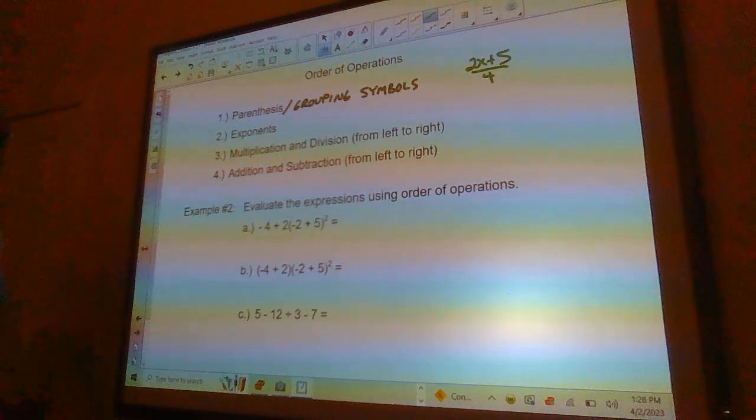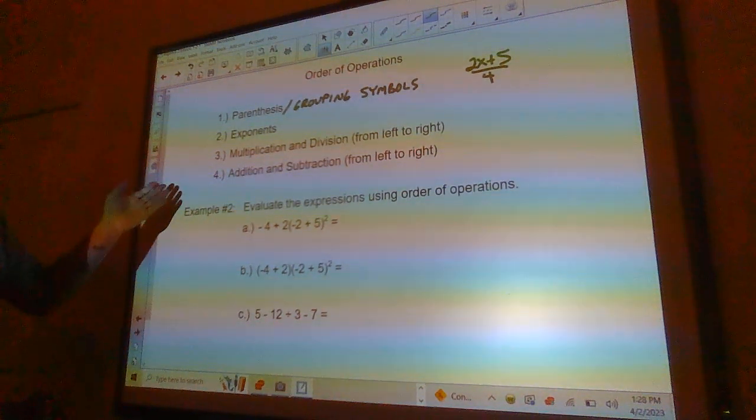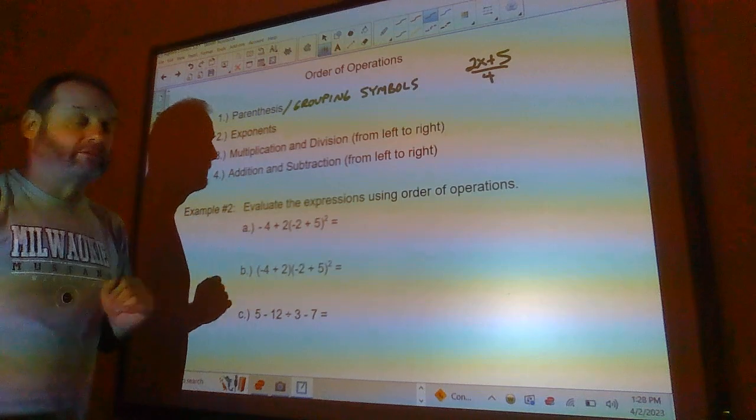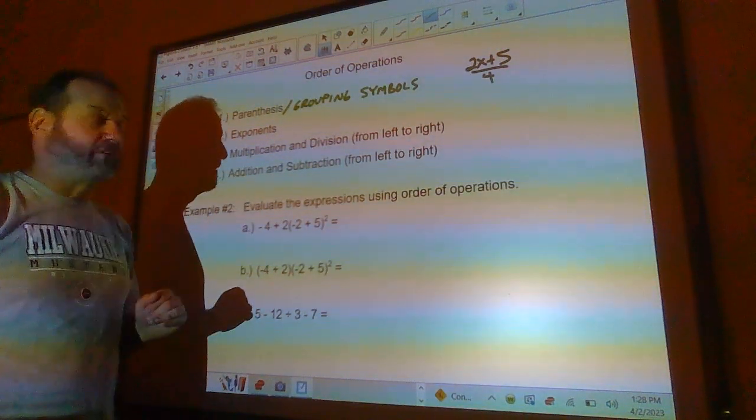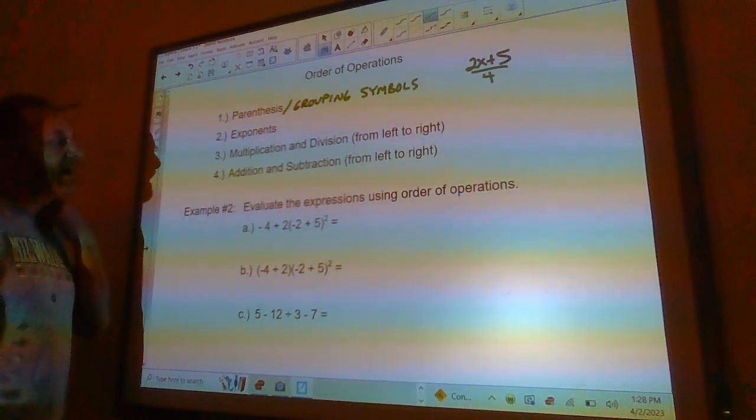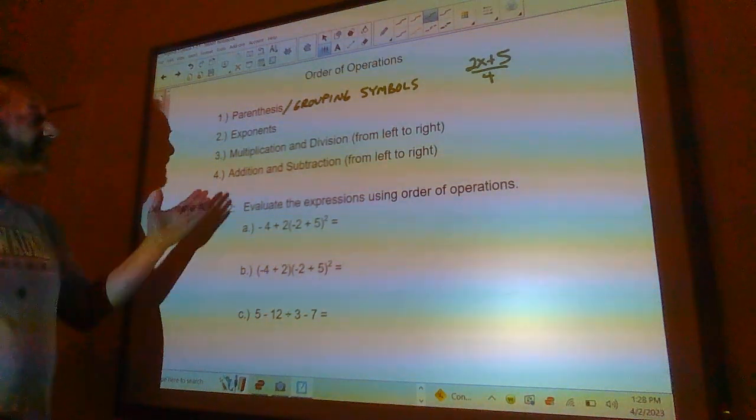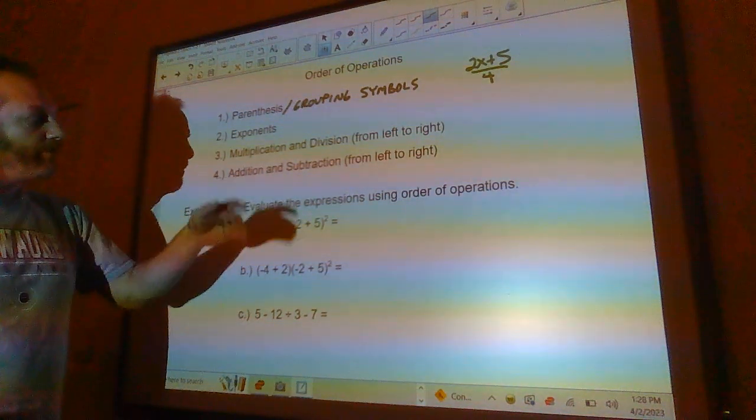Okay? Then you got exponents. Then you got multiplication and division from left to right. Okay? They go at the same time. They have equal value in the order of operations. Addition, subtraction, same thing, always from left to right.